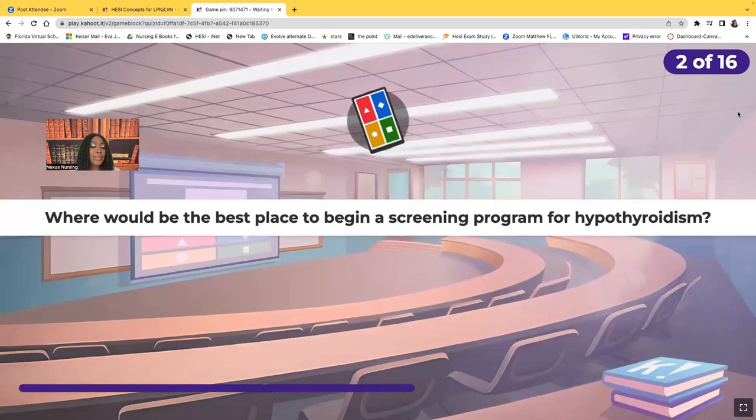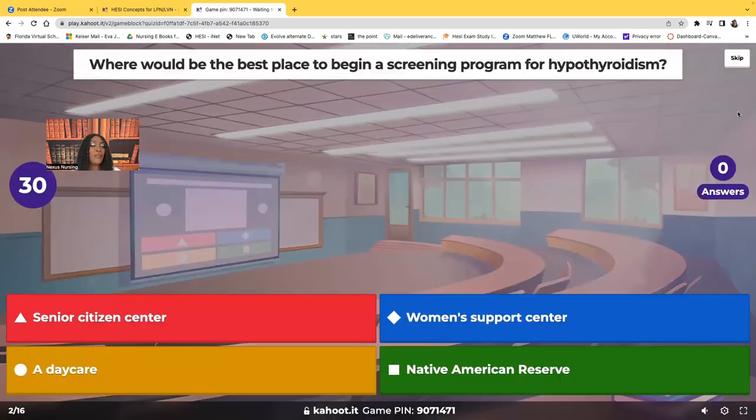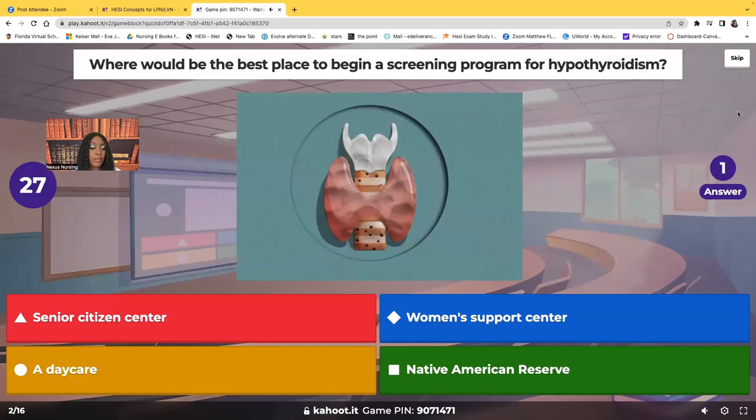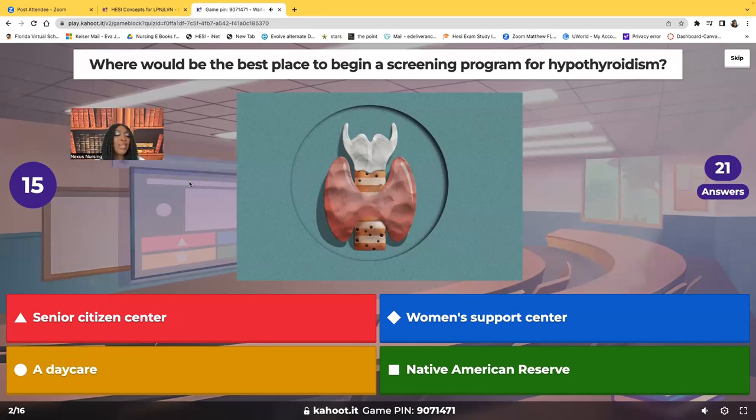Where would be the best place to begin a screening program for hypothyroidism? Would it be a senior citizen center? Would it be a women's support center? Would it be a daycare? Or would it be a Native American reserve? Where would be the best place to begin a screening program for hypothyroidism?